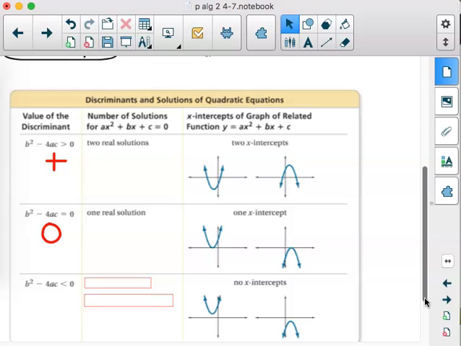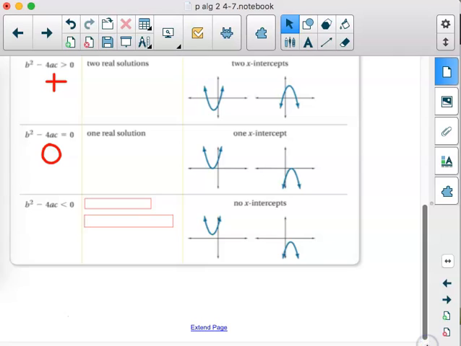So if it comes out positive or it comes out to be 0, we're like, this is good. I either get two solutions because it's positive, or I get one solution because it came out to be 0. Then there's the other case. The other case is when you look at these two parabolas and you see that it is never going to cross the x-axis.